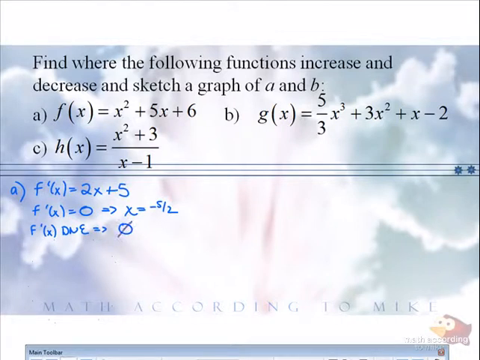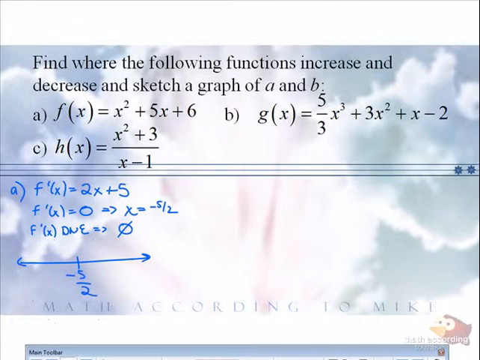Yep, doesn't happen. So the first thing we did was we found the critical numbers. That's what our last example is all about. Now we're going to draw a number line. And negative 5/2 is our only critical number.